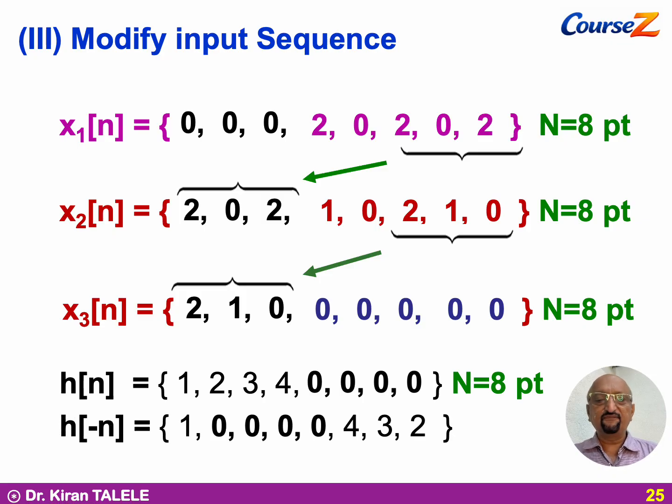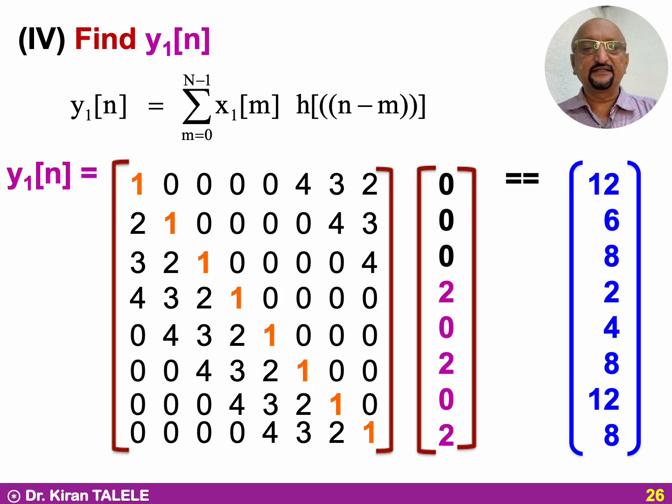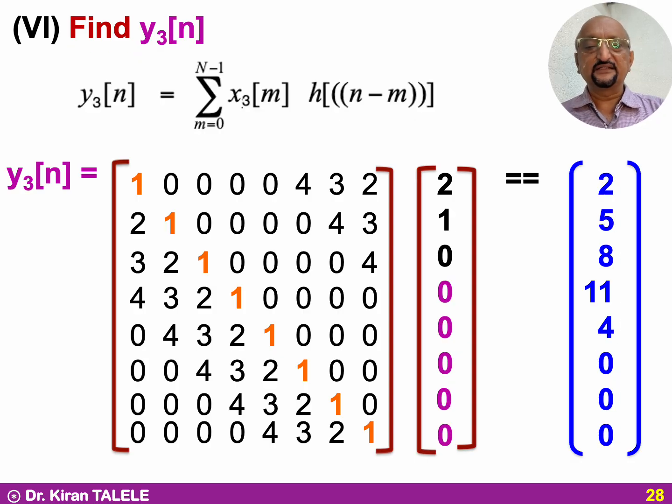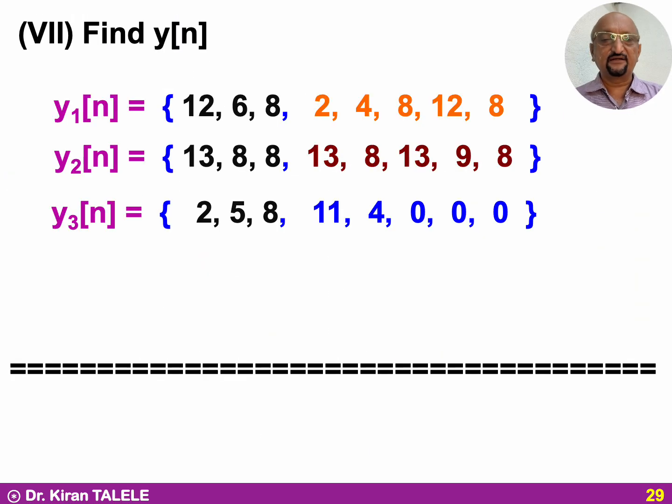Now we have to calculate x1 of n convolution with h of n, x2 of n convolution with h of n, and x3 of n convolution with h of n. In practical application, we have to do it using FFT. For manual calculation, we will do it using the formula method by taking the values in matrices. The matrix is obtained by multiplying row by column. We will get this answer. Similarly, we will do it for y2 of n. This DFT matrix will remain, this input matrix will change and we will get the required value. Similarly, for the third, x3 of n is changed and we will get the value.